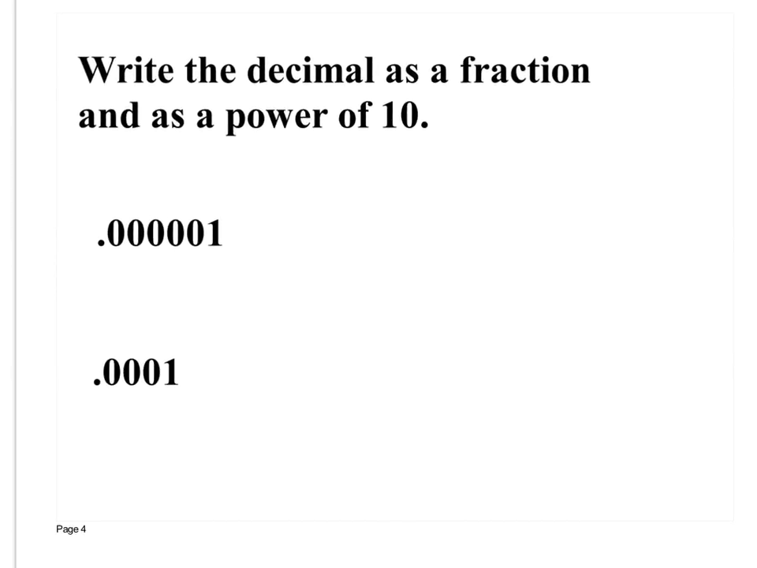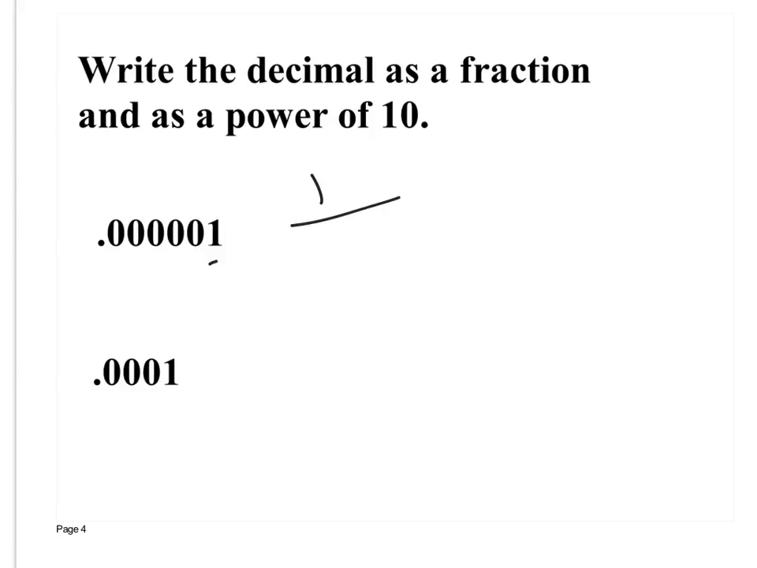Alright, write this. Alright, so write the decimal as a fraction and as a power of 10. What they're going to do is give you some numbers like this, really small decimals that you need to change to a fraction. So first thing I do is I write the last numbers they give me, the significant numbers, on top. Zero's not considered significant here.